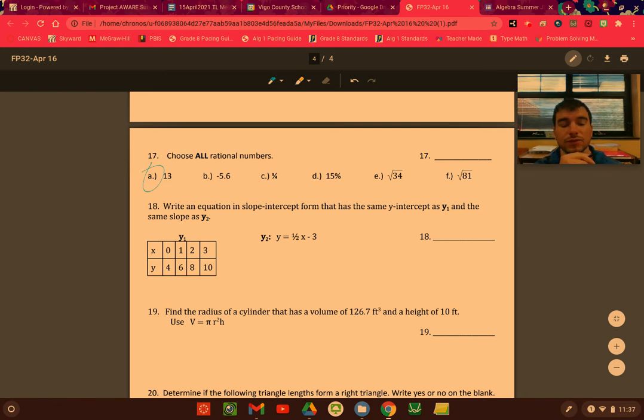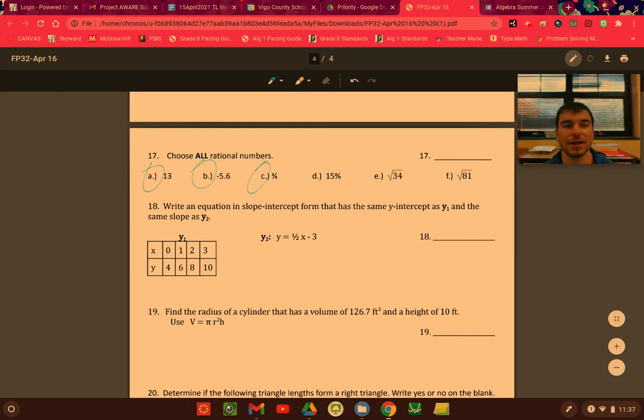Negative 5 over 6, or negative 5.6. Yes, that's rational because we can write it, right? It doesn't go on forever. 3 over 4, so 3/4, I can write that as a fraction because it is a fraction, and then I can write it as a decimal too. So that one also works.